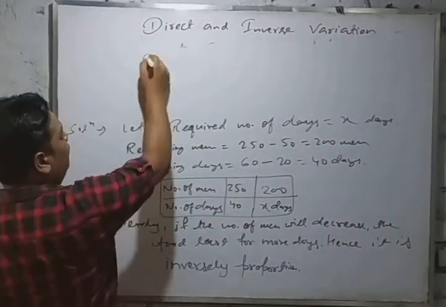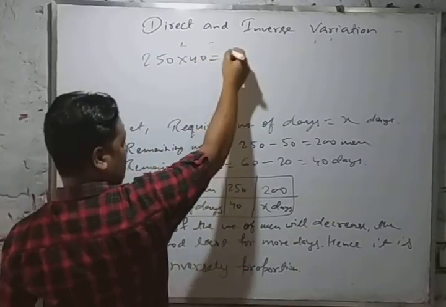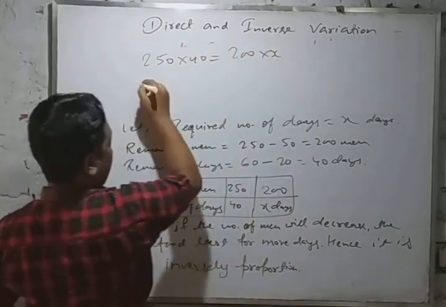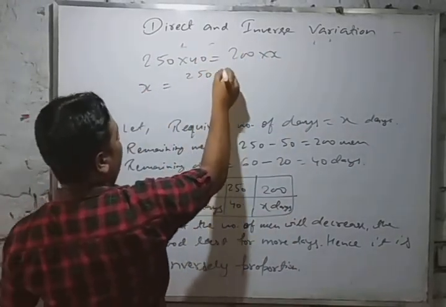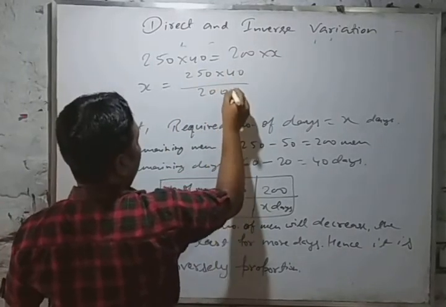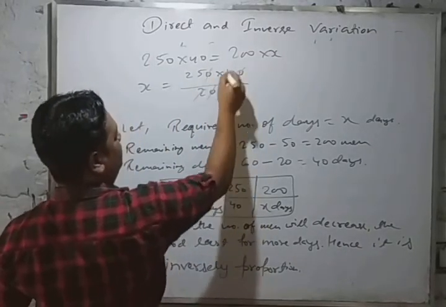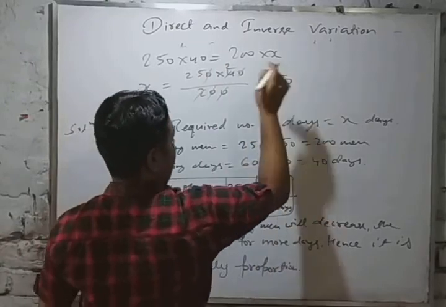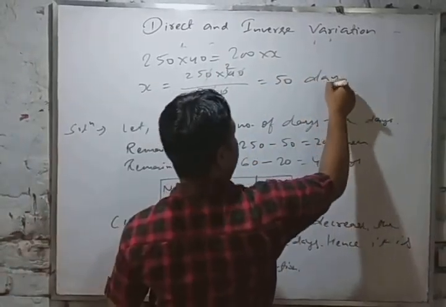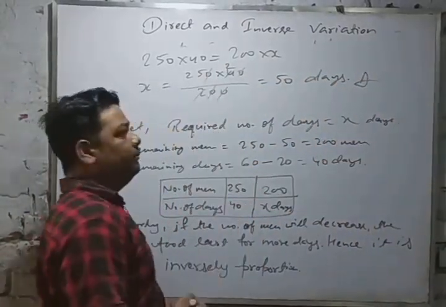So it will be 250 into 40 equals 200 into x. Then x is equal to 250 into 40 by 200. Cancelling, that is 50. So 50 days. The food lasts for 50 days.